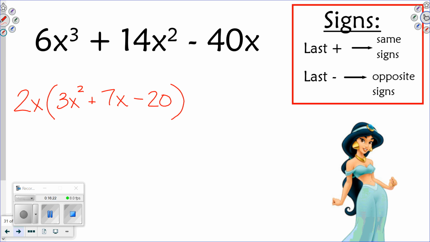Now, I will teach you other ways to factor as the semester goes on that are not x squared, x, and number. But in this chapter, they are x squares. Not until next chapter where we start talking about other stuff.